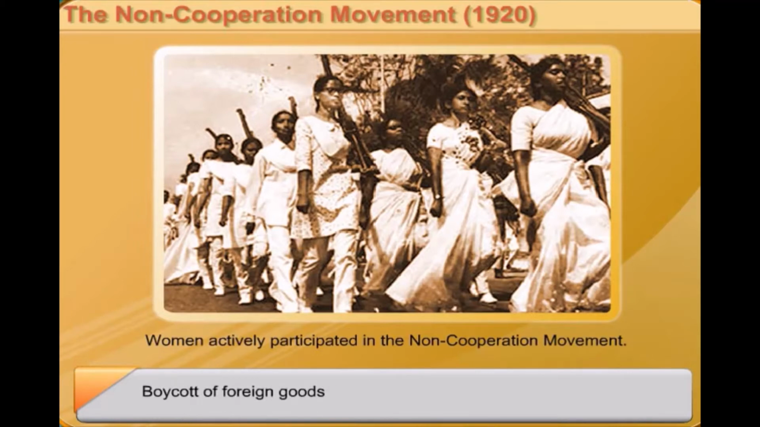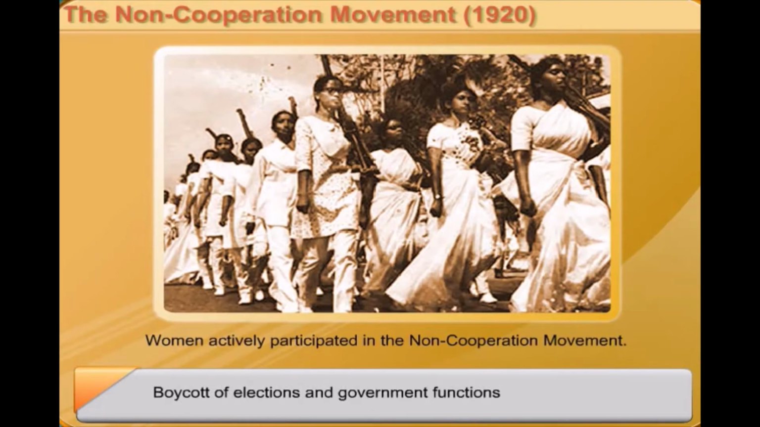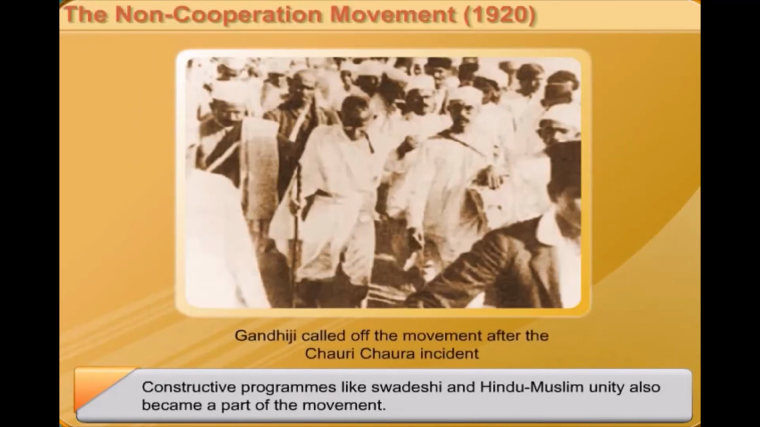Boycott of foreign goods. Boycott of government institutions, schools, colleges, law courts and legislatures. Boycott of elections and government functions. Renunciation of titles and honours awarded by the British. Constructive programs like Swadeshi and Hindu-Muslim unity also became a part of the movement.